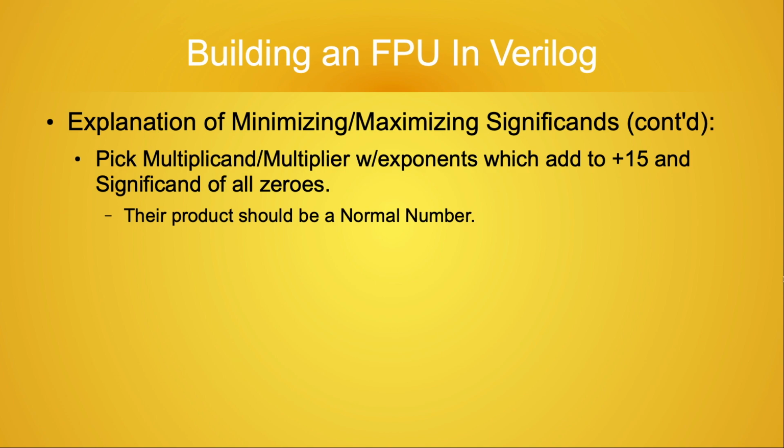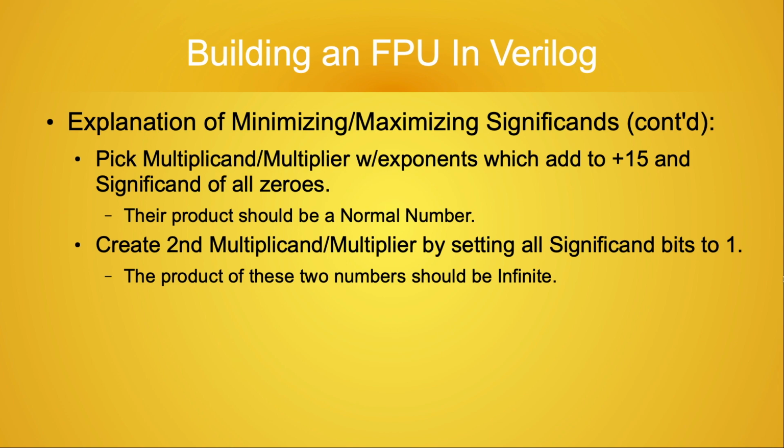So we pick our first pair of multiplicand and multiplier so that their two exponents add to plus 15, and both have a significand of all zeros. When we multiply these two numbers, the product still should be a normal number. We pick our second multiplicand multiplier pair to have the same exponent values as the first pair, but with significands which are set to all ones. This product must be infinite for every multiplicand multiplier pair whose exponents sum to plus 15.